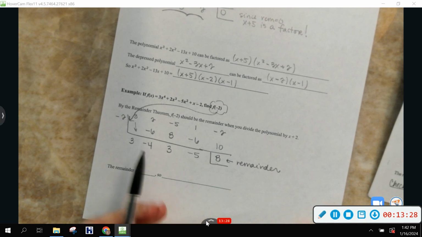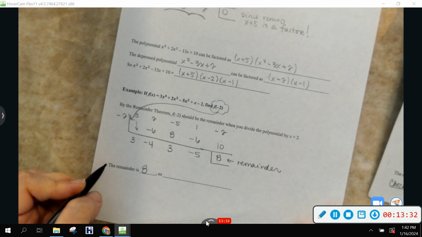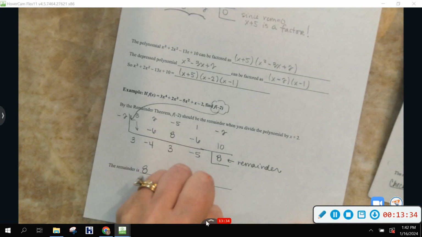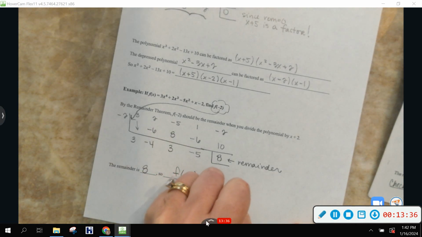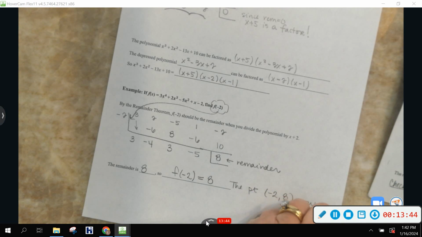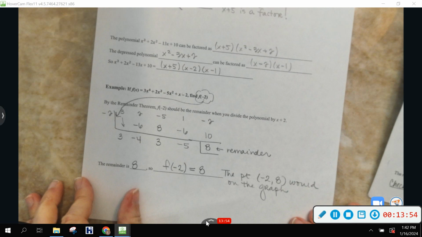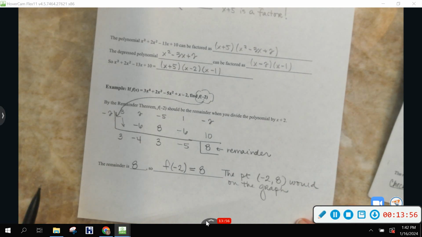So what does that tell us? Because we got a remainder of 8 from the remainder theorem, we know that f of negative 2 has to equal 8. That the point negative 2, 8 would be on the graph. But because it's not a factor, that's not an x-intercept, and it doesn't divide evenly into the polynomial.